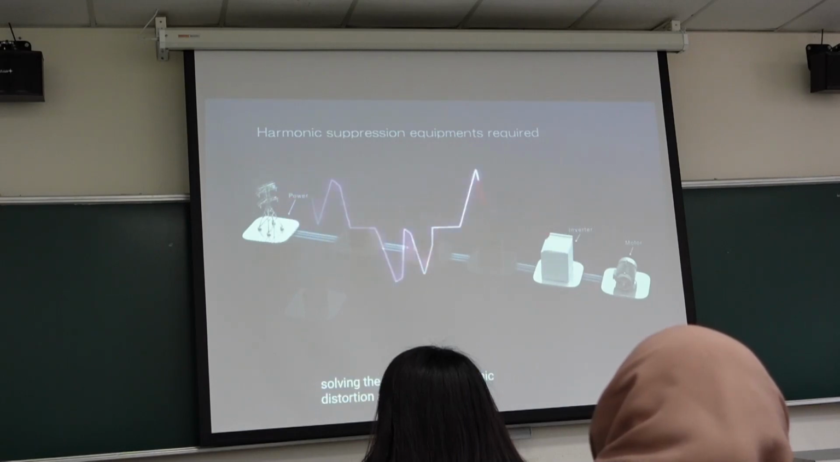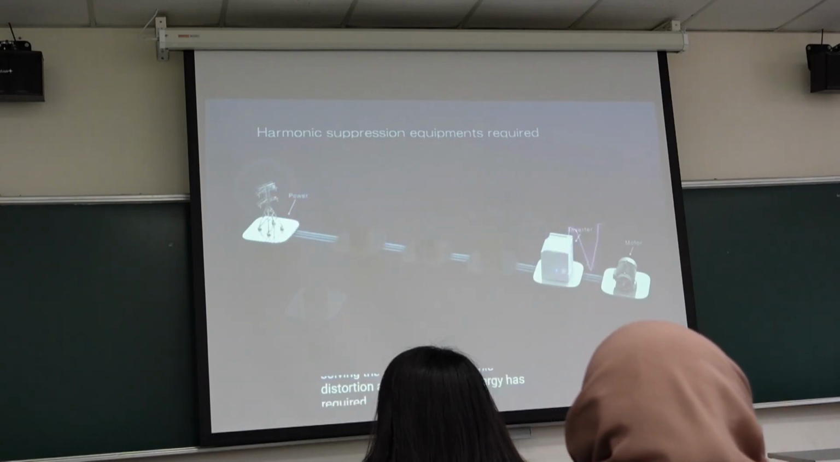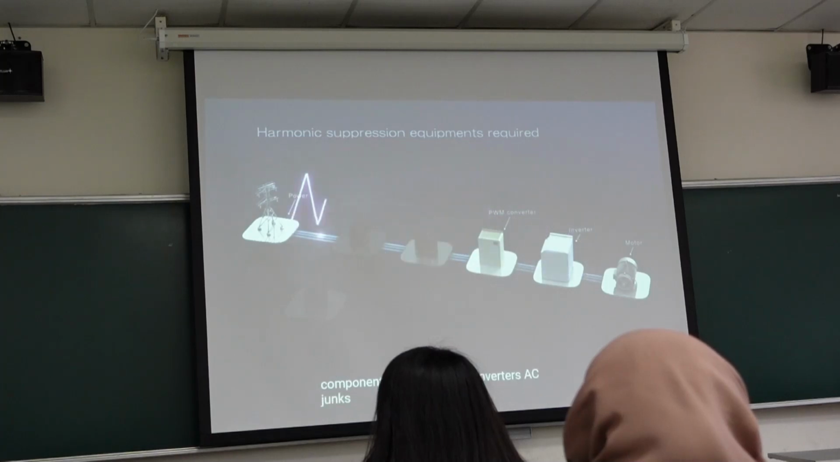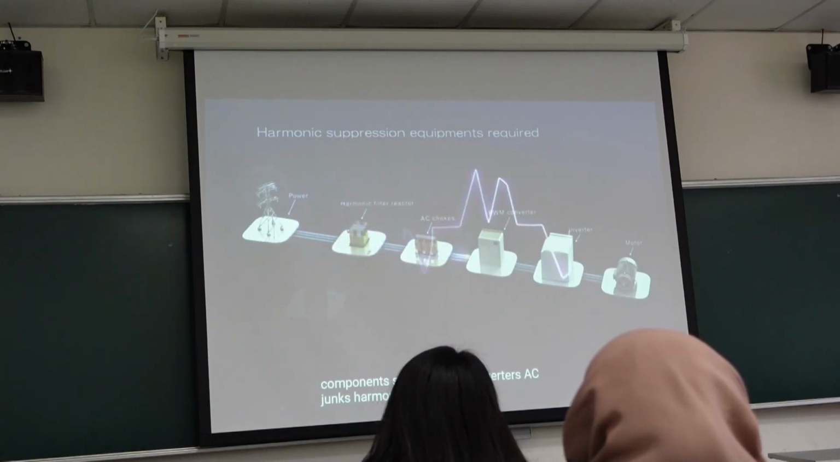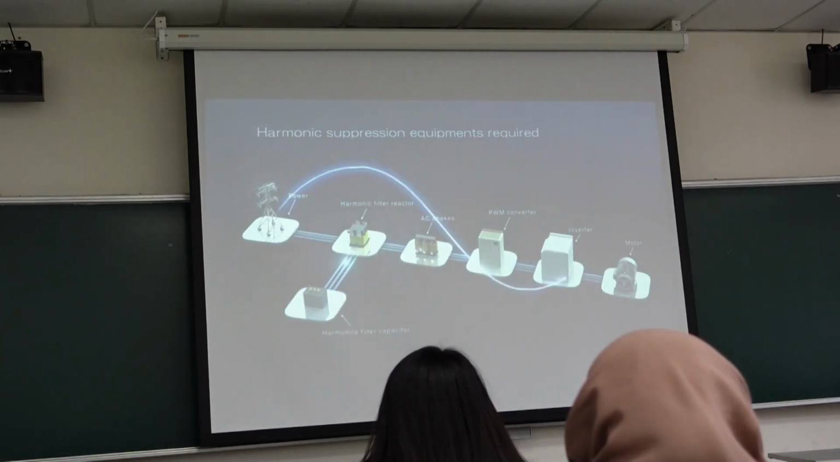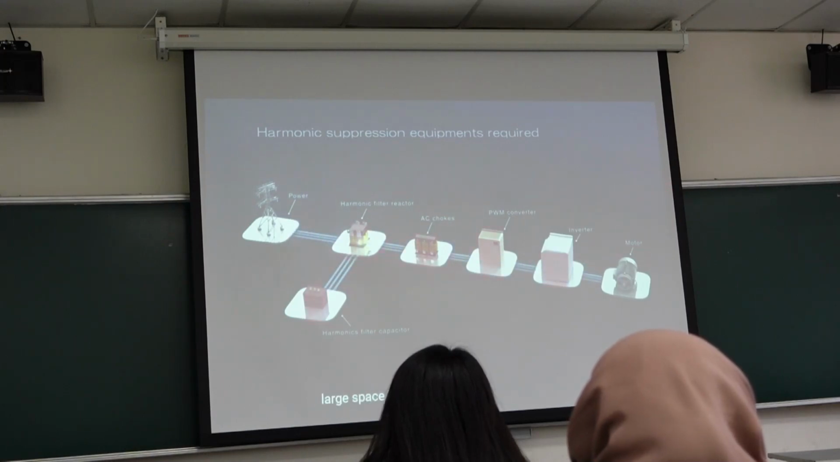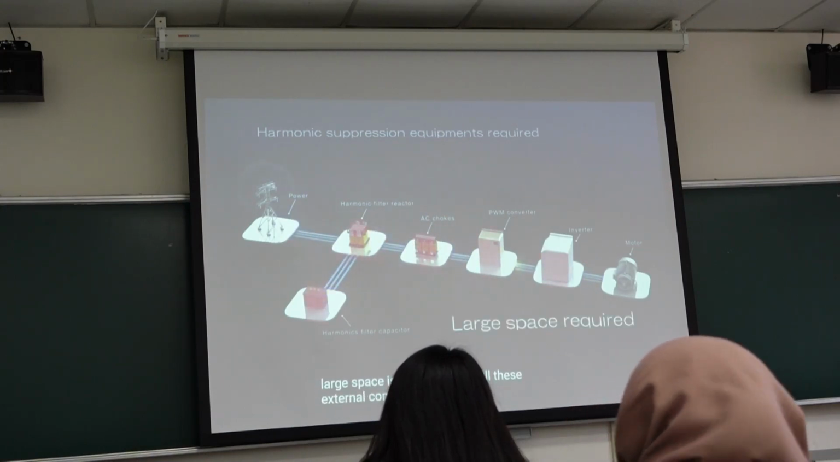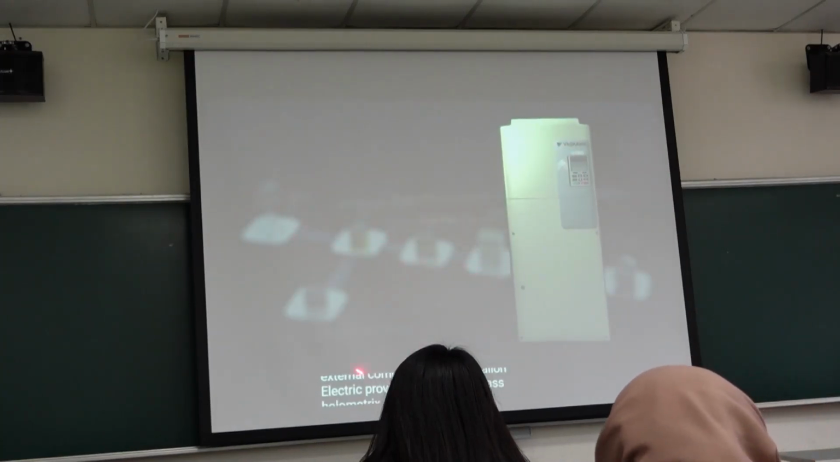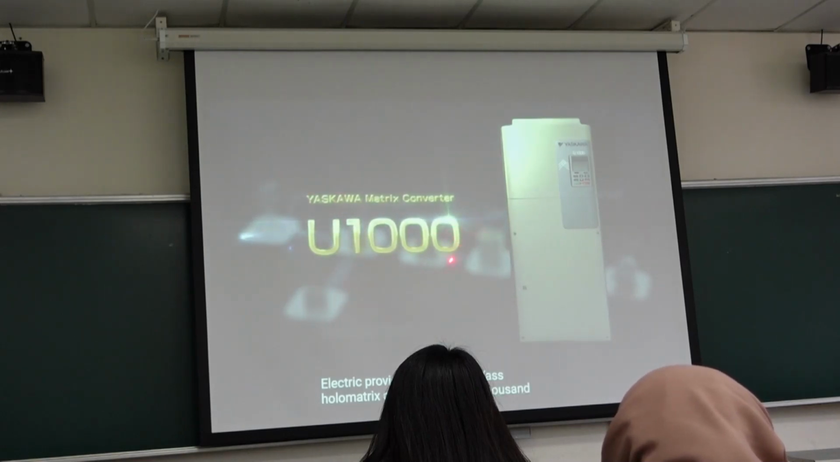The problem of harmonic distortion and regenerative energy has required the addition of extra components, such as PWM converters, AC chokes, harmonics filters, and capacitors. So you need sinusoidal current. Large space is required to install these external components. If we do a power factor conversion solution, then we need extra space, extra money to design the power factor circuit.